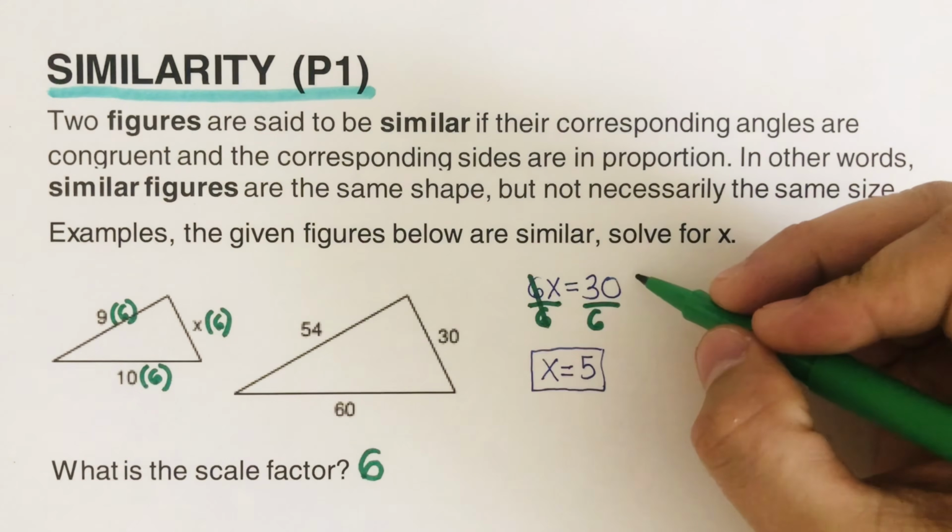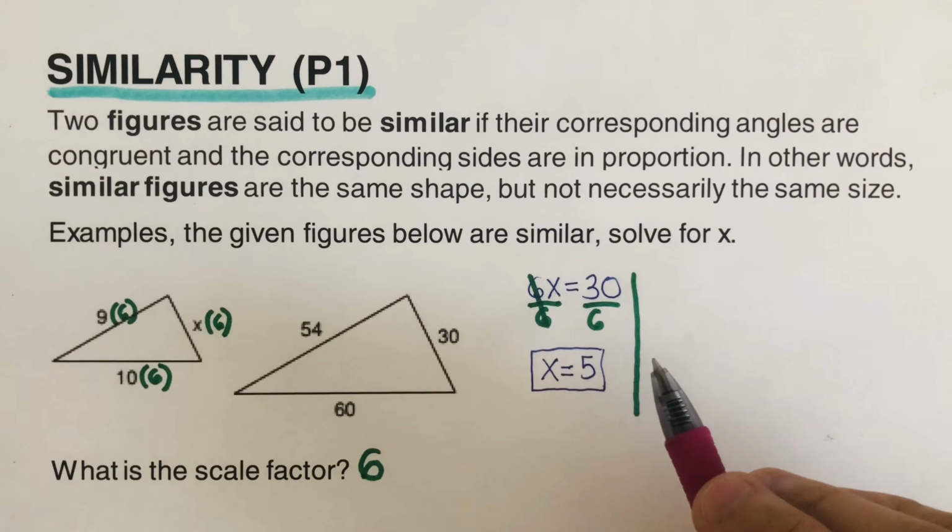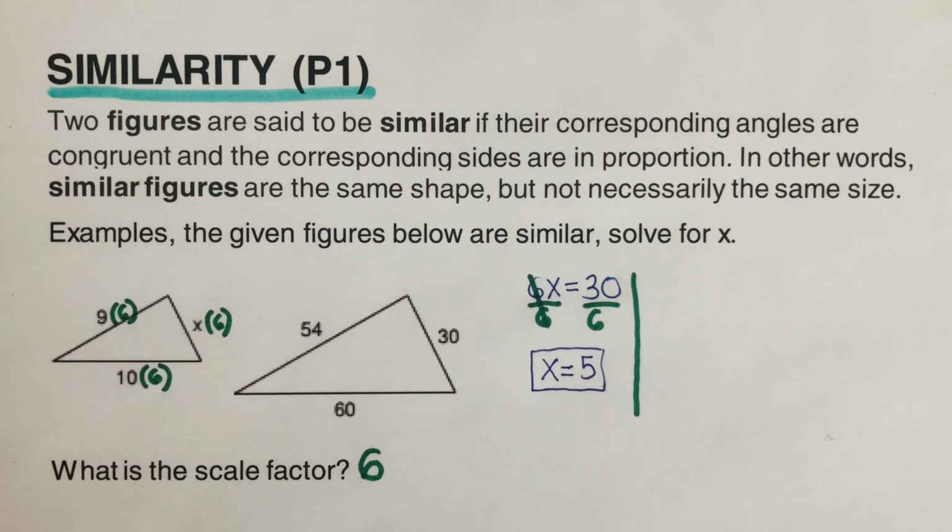Now let's have the second method. The second method is using the corresponding parts. Again, I'm just showing you all the possible ways of doing it. When we have a quiz and test, you can only pick one method. So let's take the second way to do it. We can partner up the corresponding parts. So the corresponding parts would be 10 and 60. So I can make a fraction out of it.